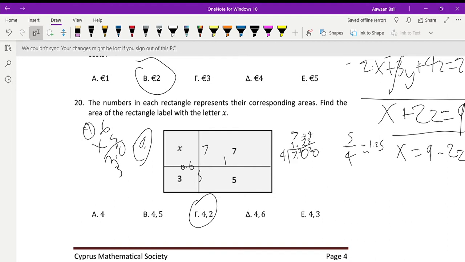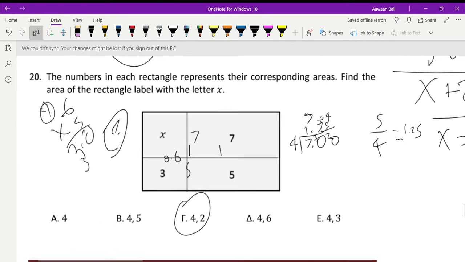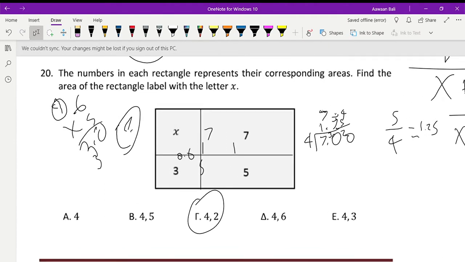But before we go to this new paper, here's the question with the answer that we didn't manage to solve last time and we can solve now. So here it says the numbers in each rectangle represents its corresponding areas. Find the area of the rectangle labeled letter X. Again, the sides have to be common factors.